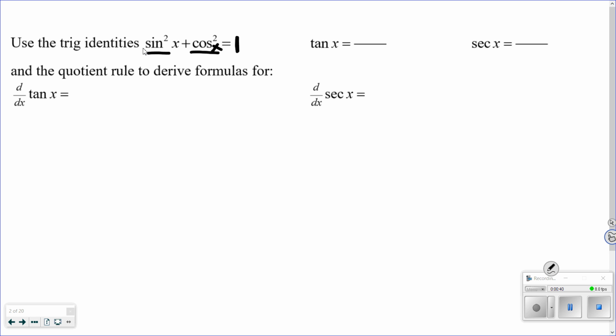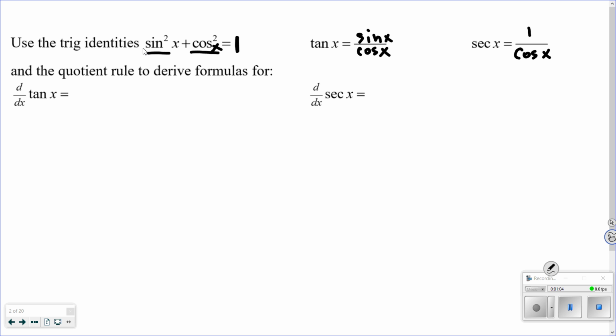Another one is the tangent of x. You can write tangent of x in terms of sine and cosine. It looks like this: sine of x over cosine of x. Secant of x can also be written in terms of sine and cosine. It can be written as 1 over the cosine of x. So keep those three trig identities in mind. They're going to help us as we go through and find the derivative.